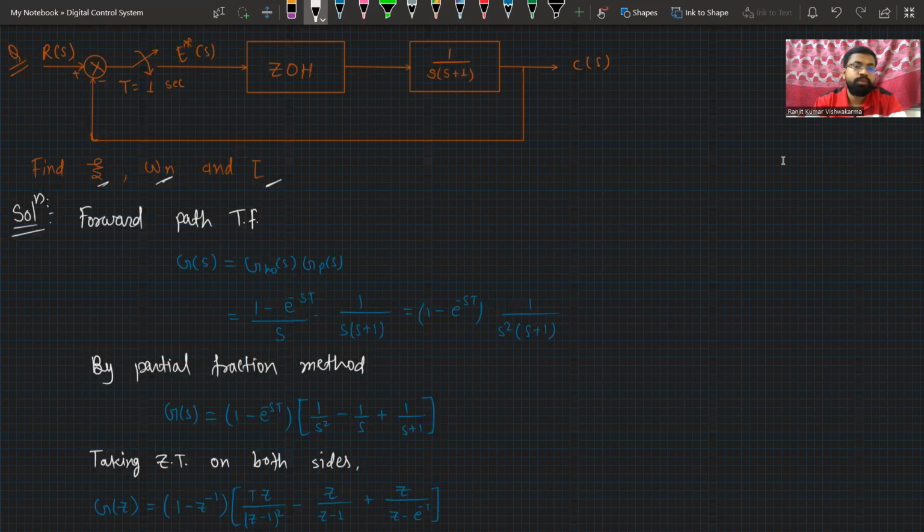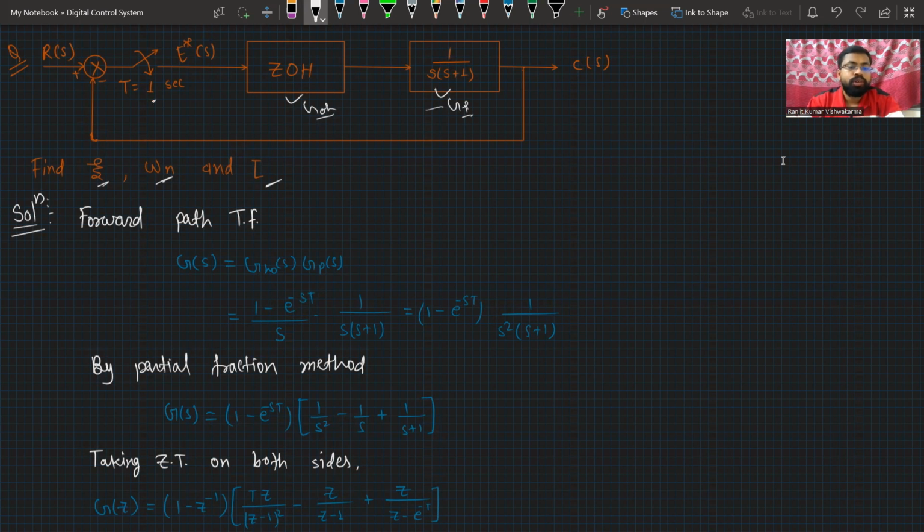First of all, we have to calculate here two gains are given. Let's suppose this is the gain of the hold circuit and this one is the gain of the plant. We have to multiply these two equations. After that it is passed by the sampler having a sampling period of 1 second.